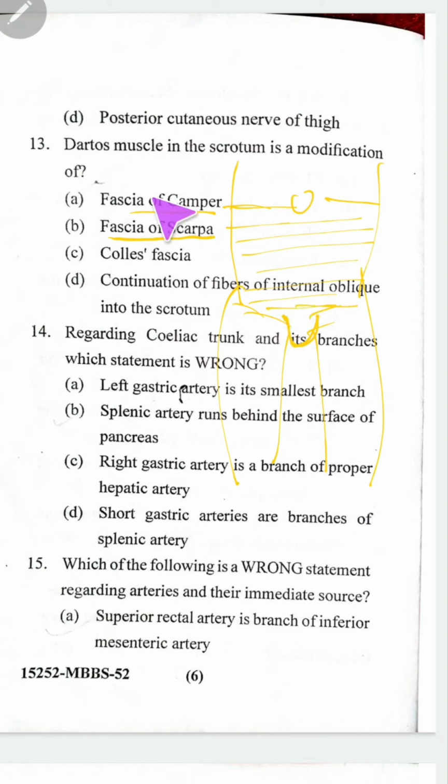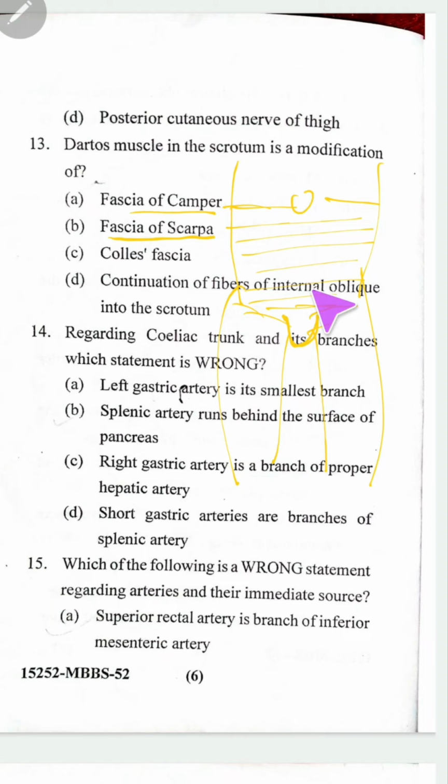So remember that fascia of Camper, which has mainly fat, the superficial fatty layer, when it descends down to the scrotum, becomes devoid of fat, and the muscle, that is a subcutaneous muscle, like the muscles of facial expression, right? Palmaris brevis, all these are examples of subcutaneous muscles. So dartos is a subcutaneous muscle found in the fascia of Camper. However, fascia of Scarpa also continues, this membranous layer continues as Colles fascia in the perineum.